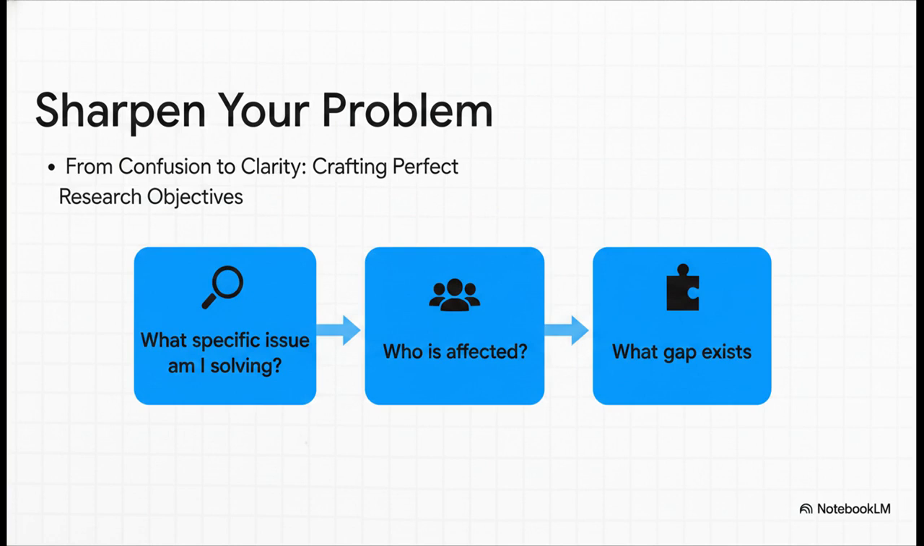So before you write a single objective, you absolutely must ask 3 essential questions to sharpen it up. First, what specific issue am I solving? Well, for Alex, it's low engagement in online classes. Second, who is actually affected? Senior high school students. And third, what gap exists? In Alex's case, he found a lack of strategies that are proven effective specifically in rural schools. And just like that, we don't just have a vague topic anymore. We have a sharp, highly targeted problem.